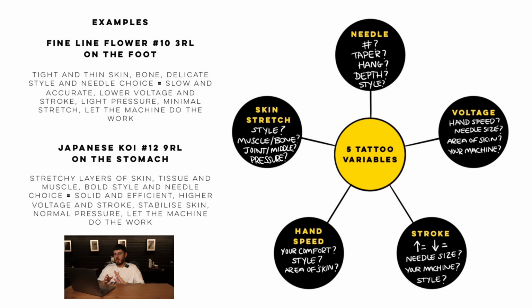When we're doing different styles, you can see how using these variables is going to break everything down and give us a system to be able to figure out a formula of what we need to do to approach every tattoo that we have planned.